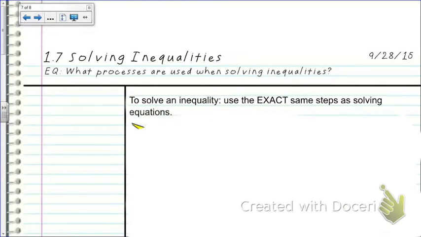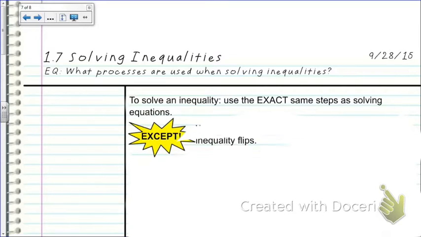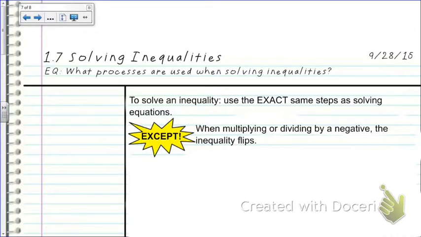Guess what? To solve an inequality, the steps are exactly the same as solving equations. So you use inverse operations to get the variable by itself. The only thing that you have to be aware of is if you are ever multiplying or dividing by a negative number, the inequality does what? Flips. It flips.